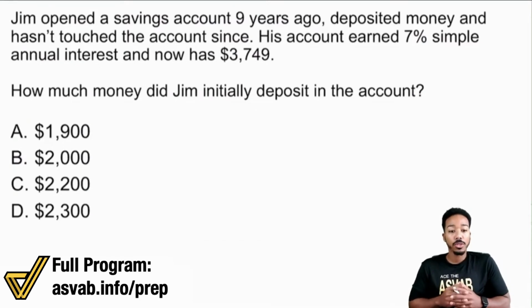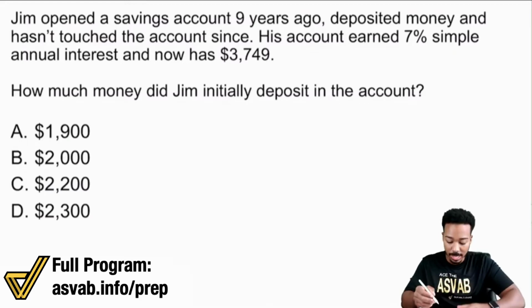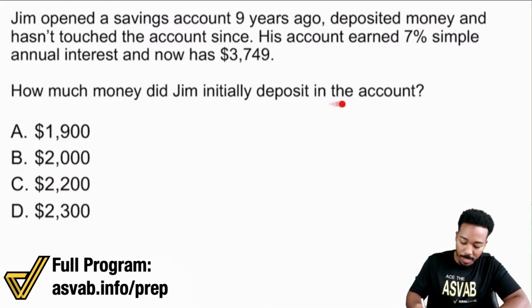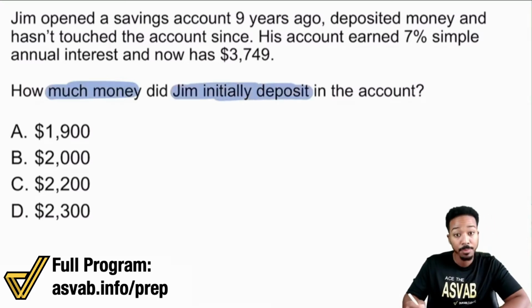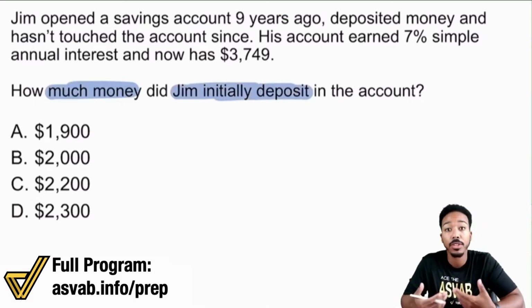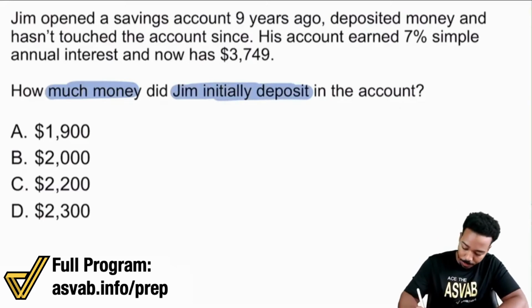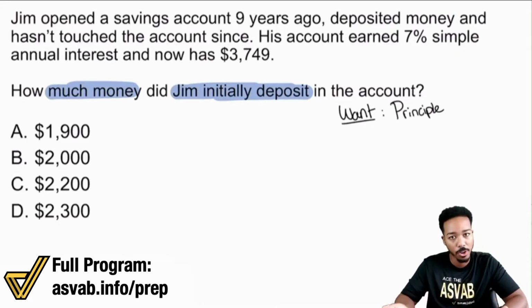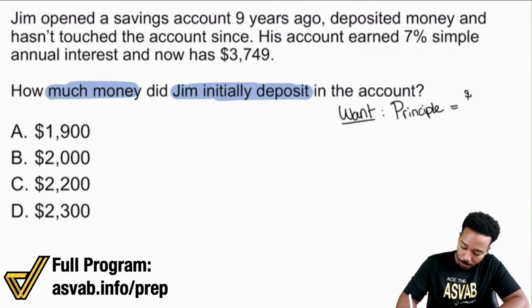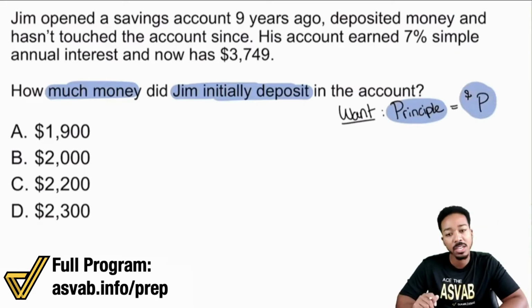So the question reads, and remember, we always want to start with the question, how much money did Jim initially deposit in the account? So one more time, how much money did Jim initially deposit in the account? So what are we asking for again? How much money Jim initially deposited? So that's the principal amount, right? That's the initial amount, the starting amount. So what do we want here? Well, what we want is the principal. Again, the initial amount, right? What we started off with. And so the principal equals P dollars. And I'll go ahead and highlight that in blue. We want the principal, and that's P dollars.